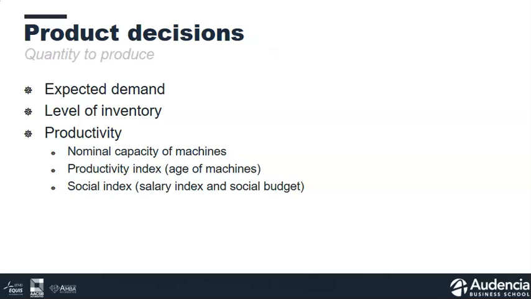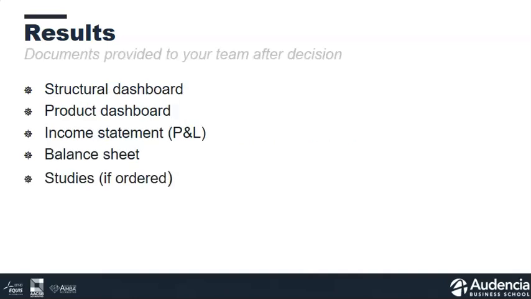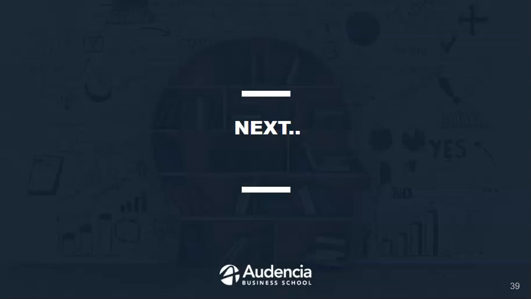In terms of your product decisions, the expected demand: what do you think the demand will be? Make sure you keep in mind the number of bikes you have available to sell in inventory, and make sure that your productivity is appropriate for the number of bikes you need to produce. So be careful on your productivity. In terms of results, you'll be given your results in terms of sales. You'll see financial and accounting results, and you will be able to purchase various studies, which will be delivered to you by email. After you've made your decision, a few days later, you'll receive a PDF file which has a structural dashboard, a product dashboard, income and balance sheet, and any studies or additional information you may have ordered.